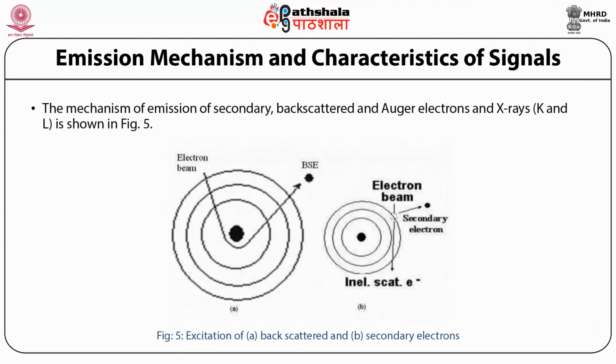Now, let us see the emission mechanism and characteristics of signals. The mechanism of emission of secondary, backscattered, and Auger electrons and X-rays, that is K and L, are shown in figure 5. Figure 5 shows the excitation of backscattered and the secondary electrons. Also, it shows the emission of Auger electrons, the X-rays in the L lines and the X-rays in the K lines.